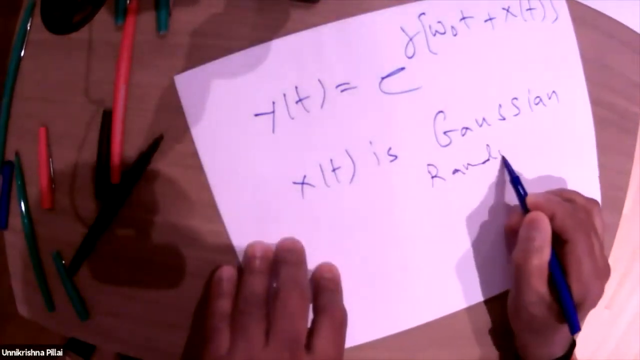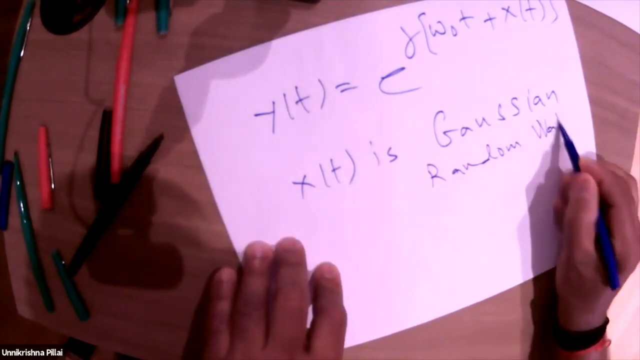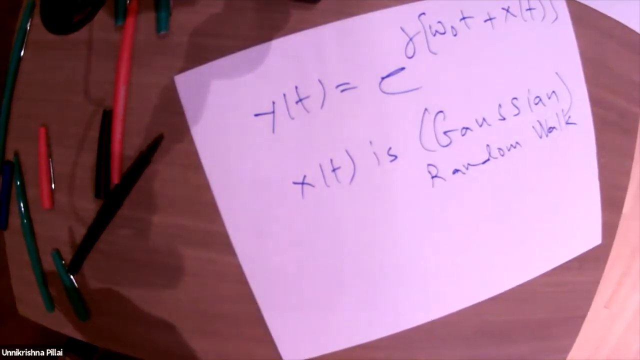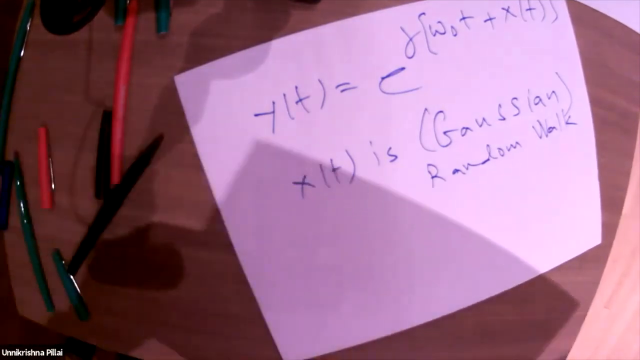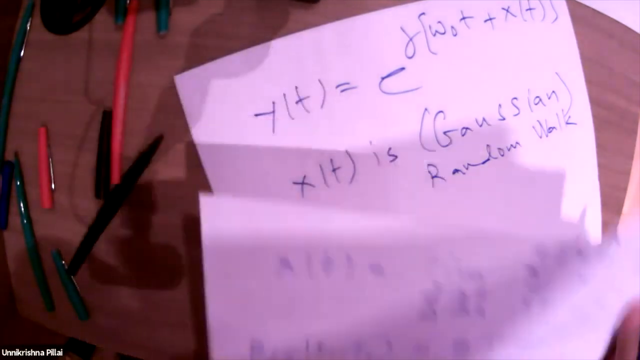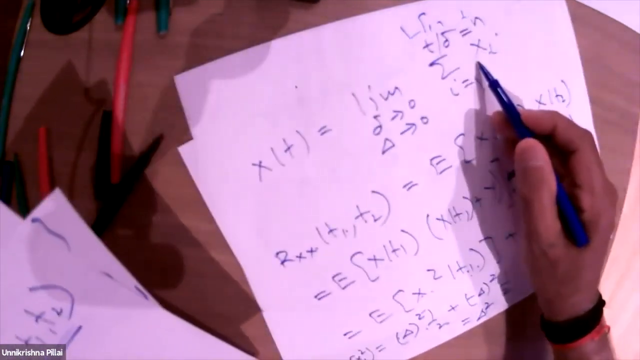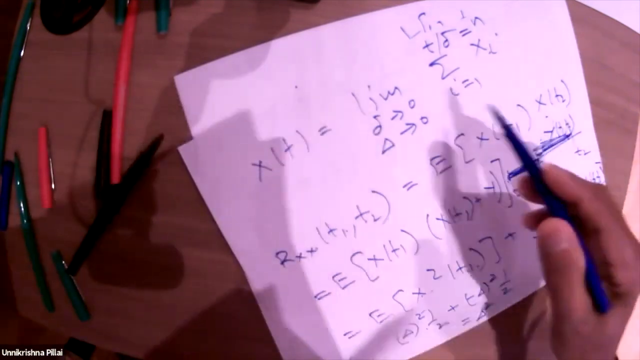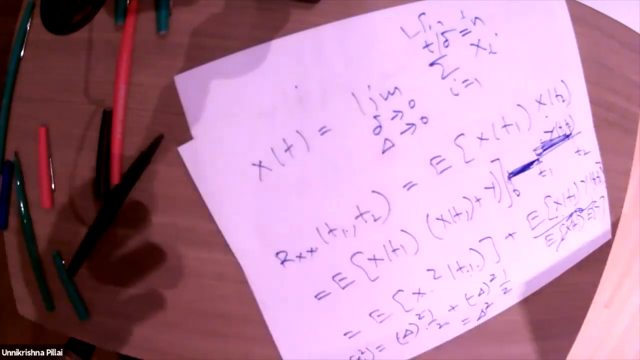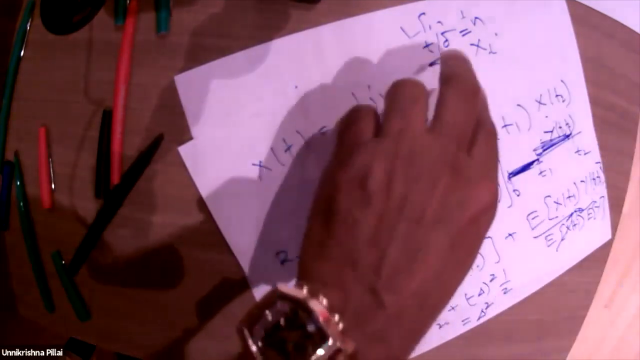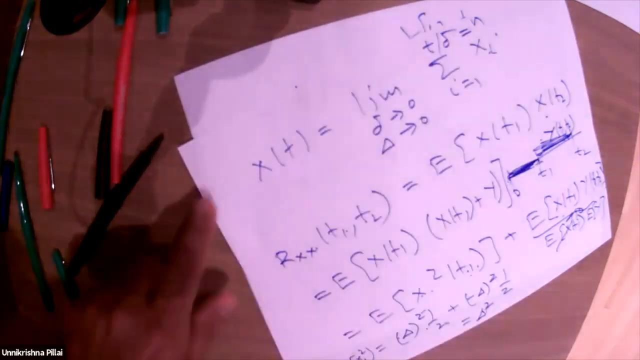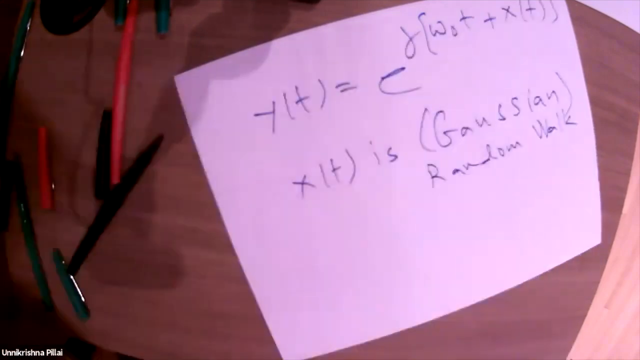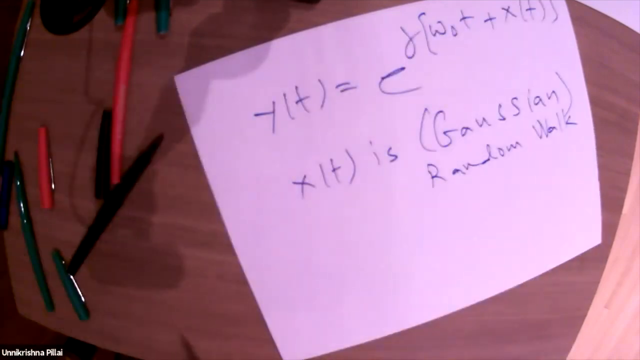X of t is a random walk. I forgot to tell you that you can easily argue that a random walk is also Gaussian. Why is that? Look at here. Maybe we'll do it next week. The random walk is a sum of a large number of random variables. We didn't go over it, but if you add a large number of random variables, that asymptotically will look Gaussian. So because we have a large number of random variables, this process is a Gaussian process. So a random walk is a Gaussian process with this autocorrelation function.